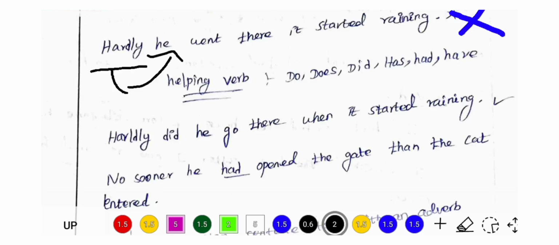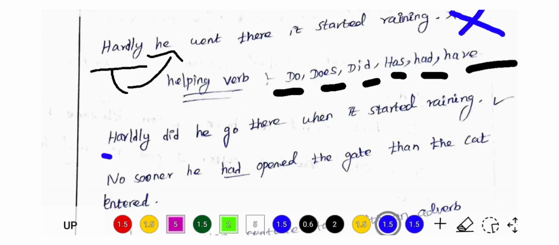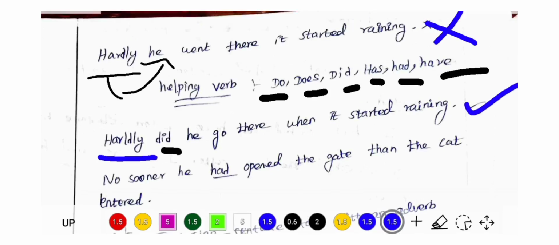Note that, students, the helping verbs do, does, did, has, had, have are present after the adverb. Hardly, adverb, followed by the helping verb did. "Hardly did he go there when it started raining." This sentence is correct.